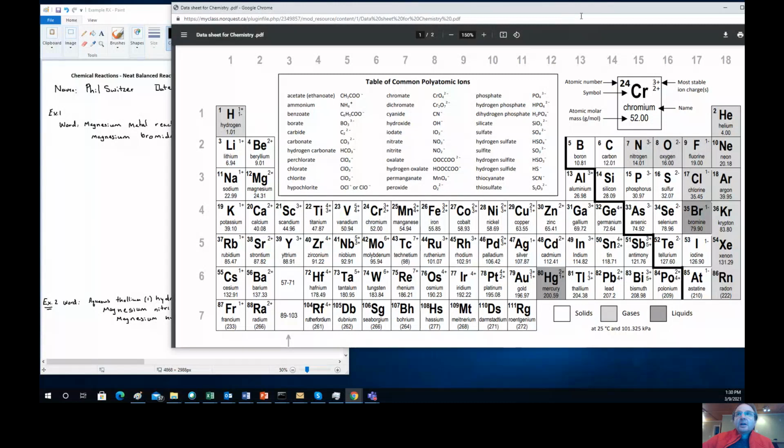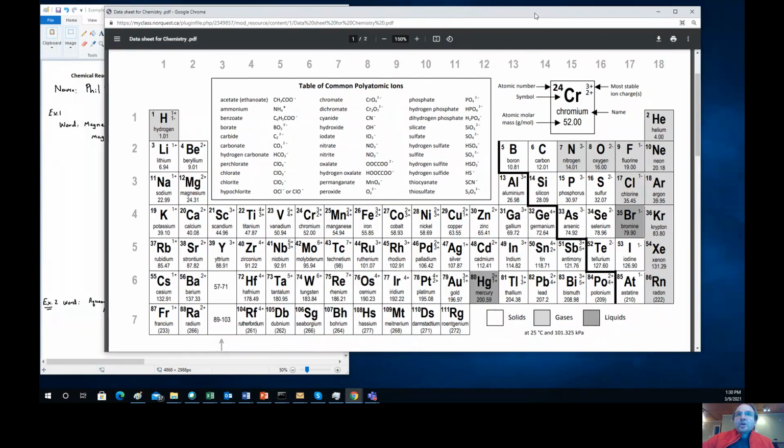I'm going to share my screen here. Minimize. There we go. You can see the periodic table. Again, you want to make sure that you know that hydrogen is H2, nitrogen N2, oxygen O2, all of group 17 are diatomic, F2, Cl2, etc. Oh yeah, phosphorus P4, sulfur S8. State of matter is all there on the periodic table.